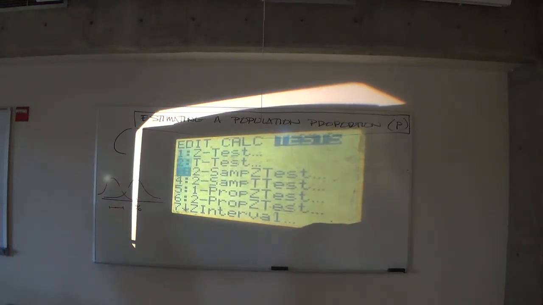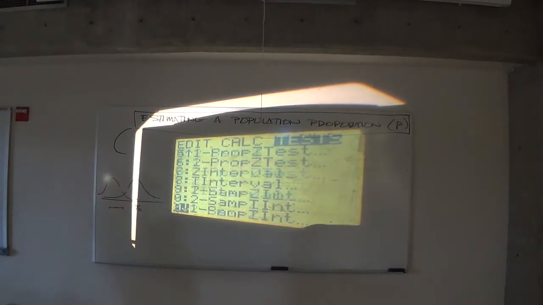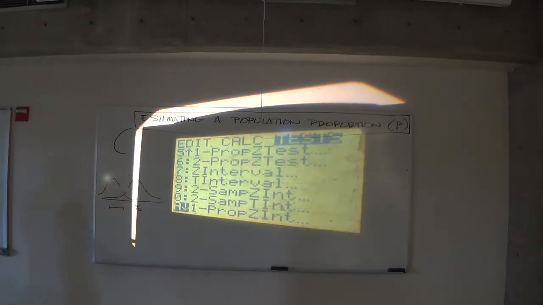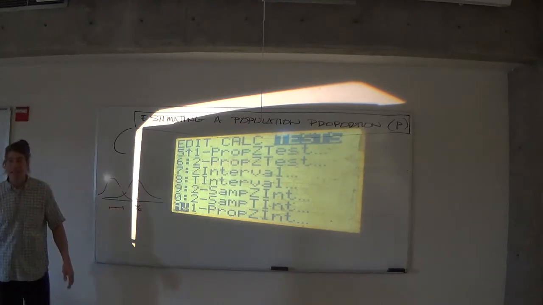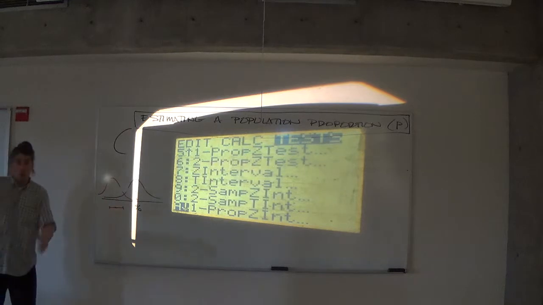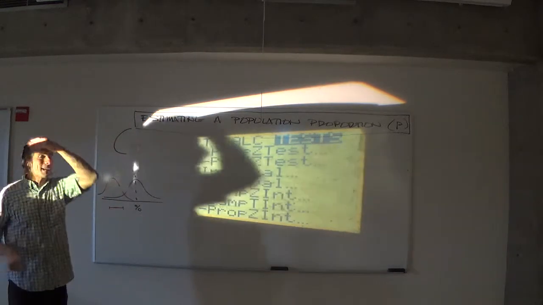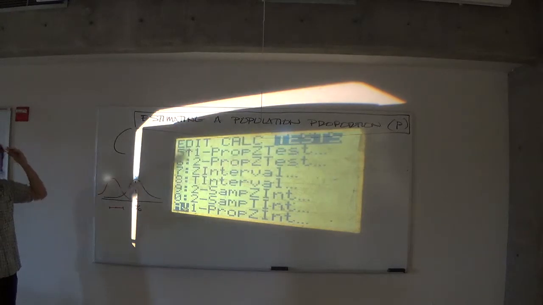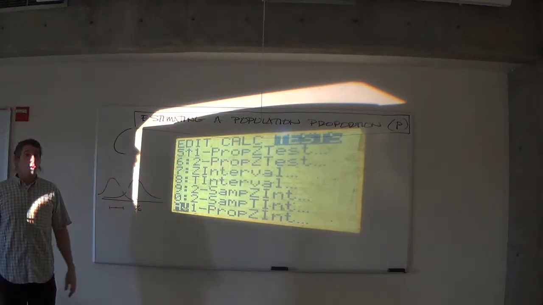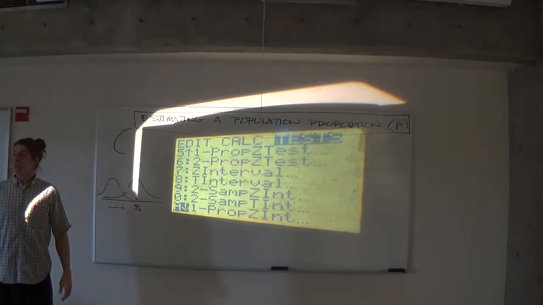So 1-PropZInt is down here a little bit lower. I started a while ago writing a program that only had the choices you need in it, and then I ran out of time, unfortunately. So 1-PropZInt. Single proportion, that's what we're estimating, using the Z distribution, which we might or might not have time to get to today. We'll see how time goes today. Int for interval. Let's do it!